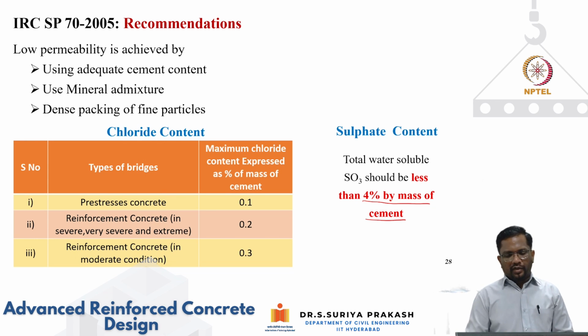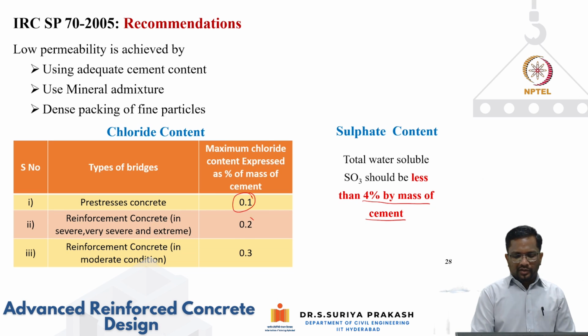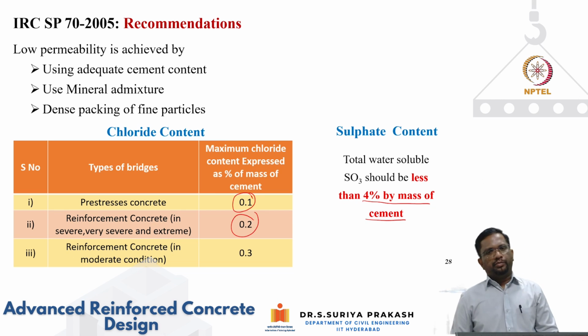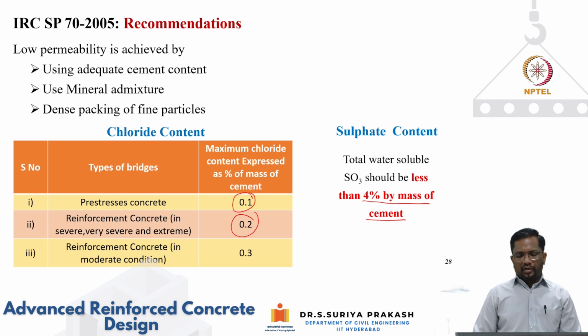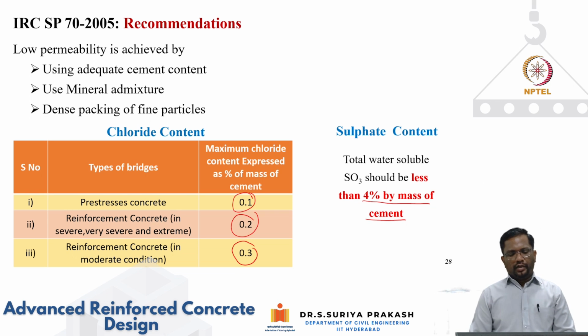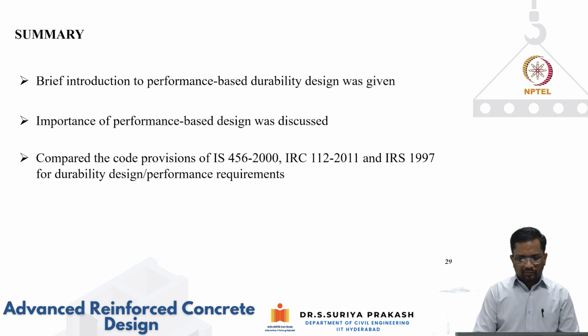And for chloride content also, the limits are given depending upon whether you're dealing with pre-stressed concrete or reinforced concrete, or reinforced concrete in moderate condition. So if you're in moderate condition, of course, the value is slightly higher because your exposure condition is not very severe. And this chloride content is expressed as a percentage of mass of cement. So you can see in moderate condition, you are allowed up to 0.3 percent of the mass of cement that you're using in concrete.